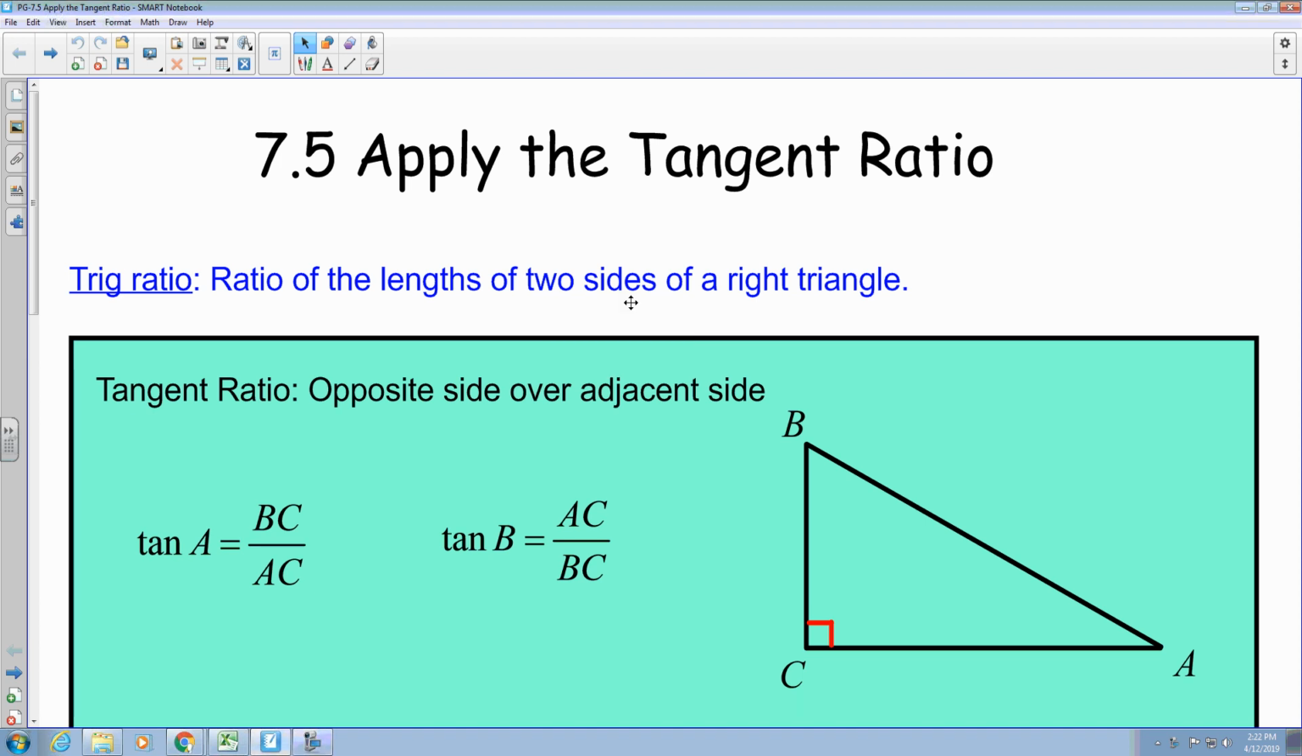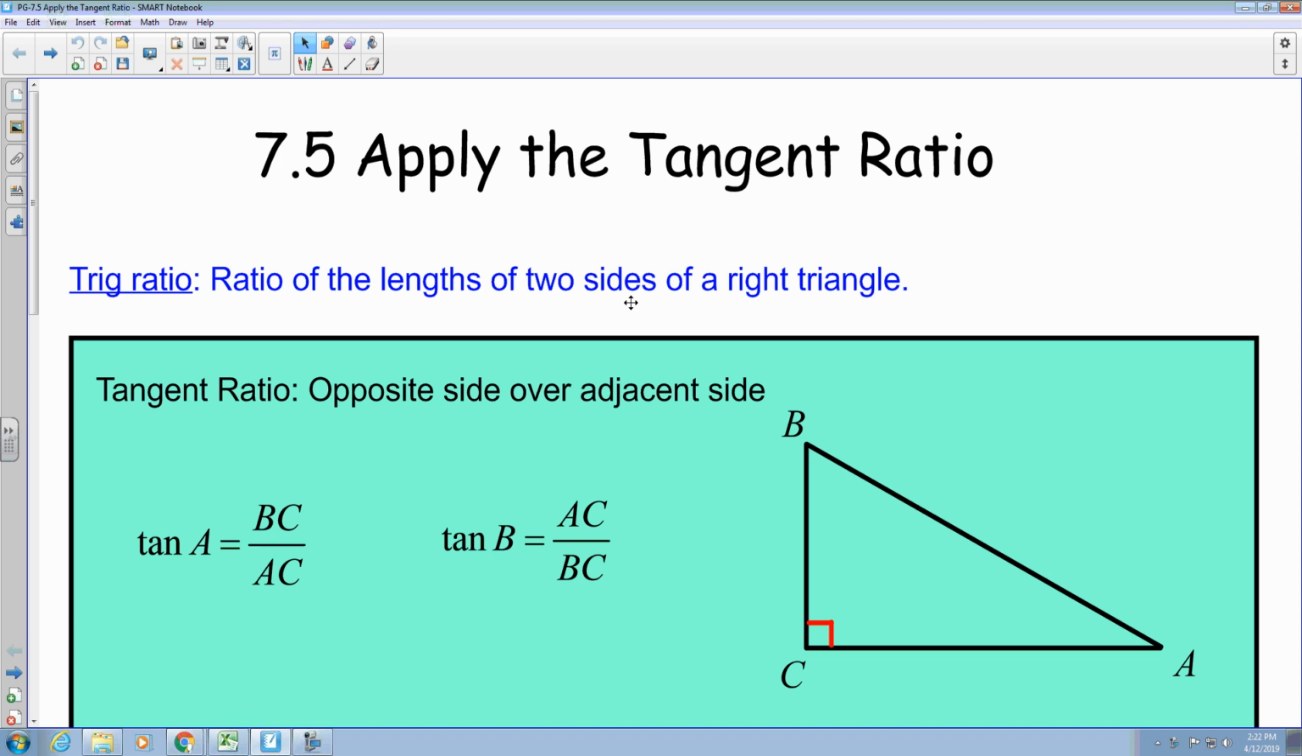All right, we're in section 7.5 where we are going to apply the tangent ratio. Both 7.5 and 7.6, we are going to introduce some trigonometry concepts. And the first trig concept that we are going to look at is using the tangent ratio.